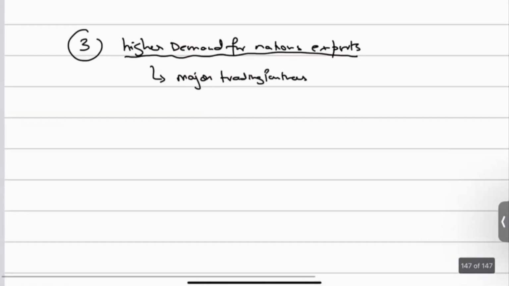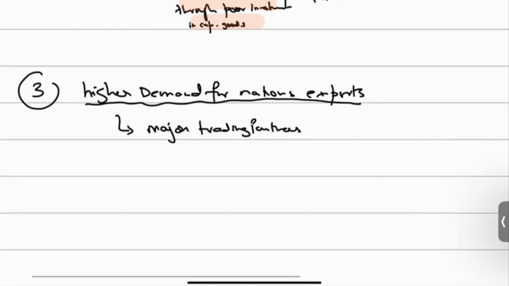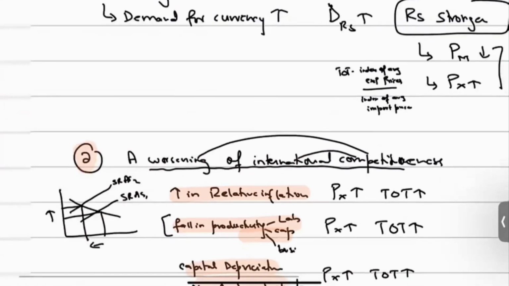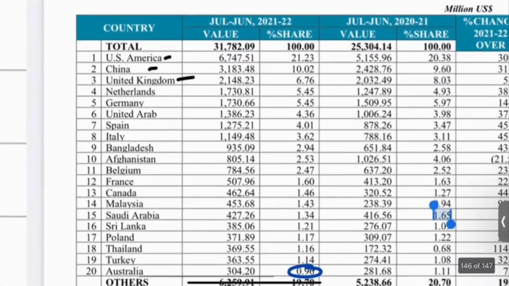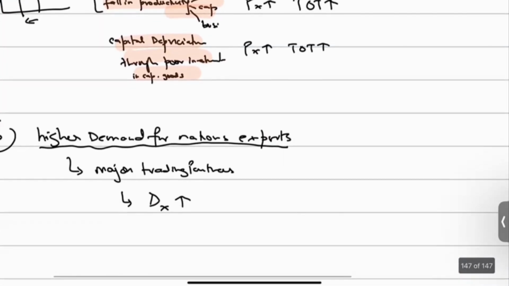ज्यादा एक्सपोर्ट का शेयर गया है, तो अगर आपके मेजर ट्रेडिंग पार्टनर्स में बूम आ रहा है, वहां पे इनकम्स बढ़ रही हैं, so they are witnessing higher economic growth, so they will obviously import more from you, and if they import more from you, so you are exporting them more. So ideally what's happening is that demand for Pakistani exports will go up. So if there's a boom or there's growth in China, USA and UK, the demand for Pakistani exports will go up. And when demand for Pakistani exports will go up, what's going to happen?